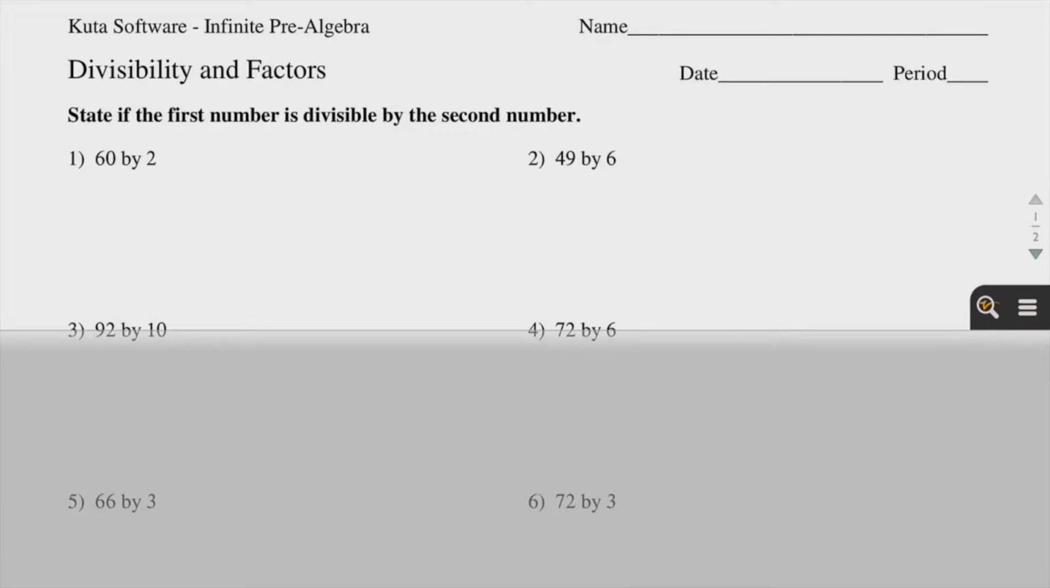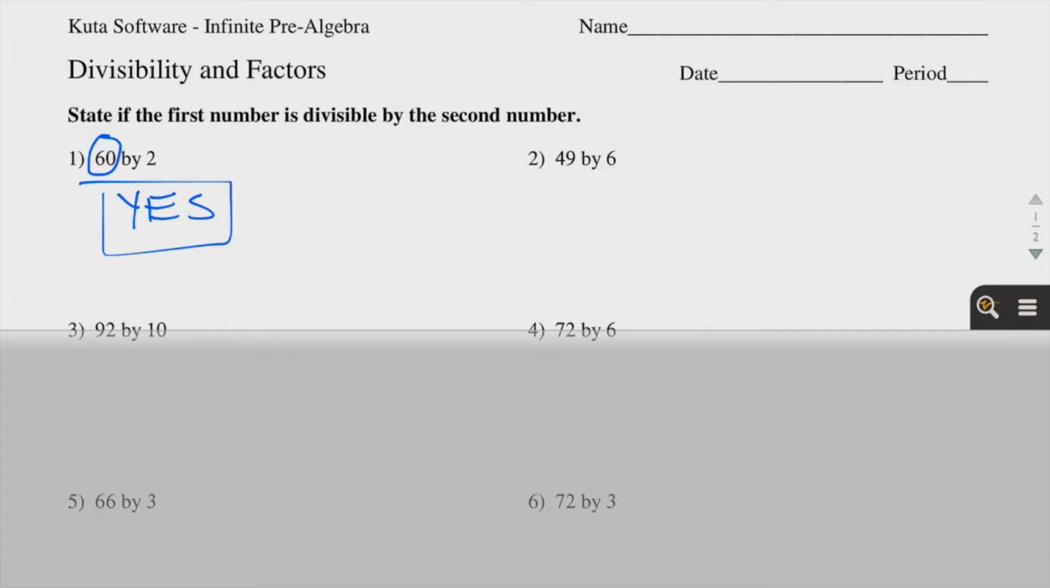The rule with 2 is if the number ends in a 0, 2, 4, 6, or 8, meaning it's an even number, then it is divisible by 2. So because 60 is an even number, because it ends in 0, 60 is divisible by 2. So we end up getting yes for number 1.